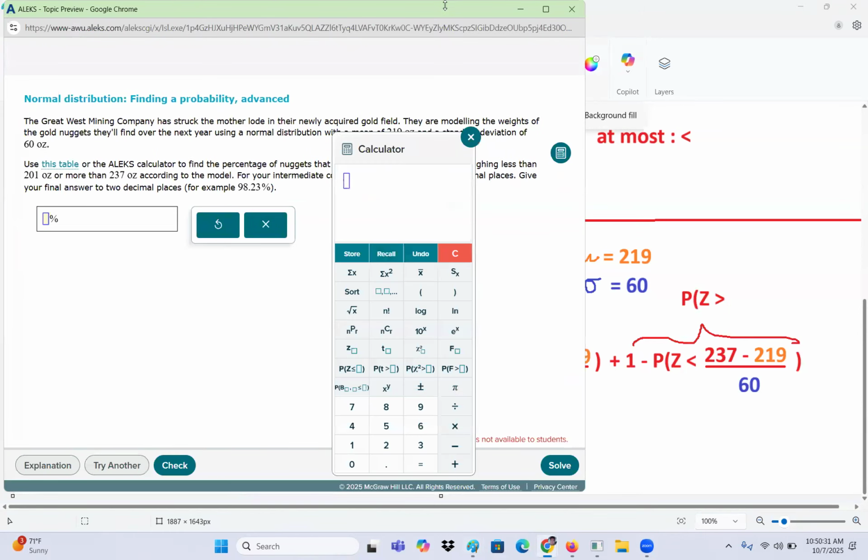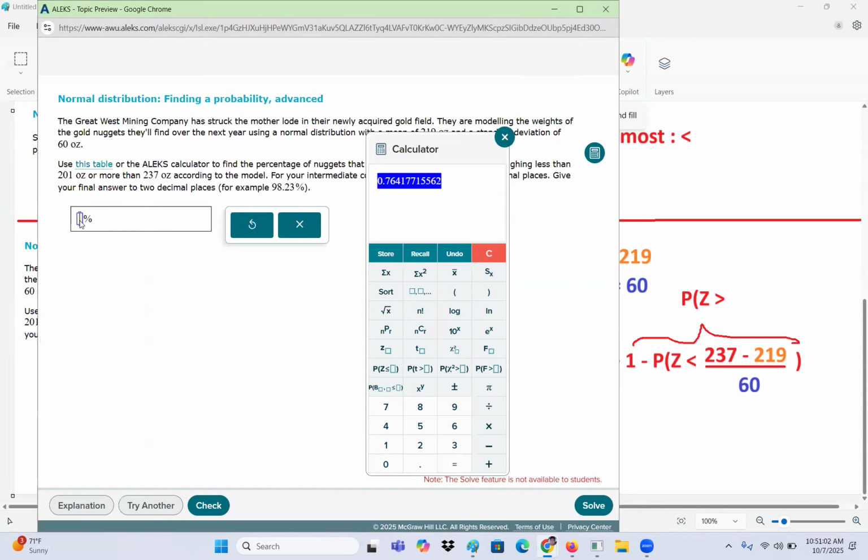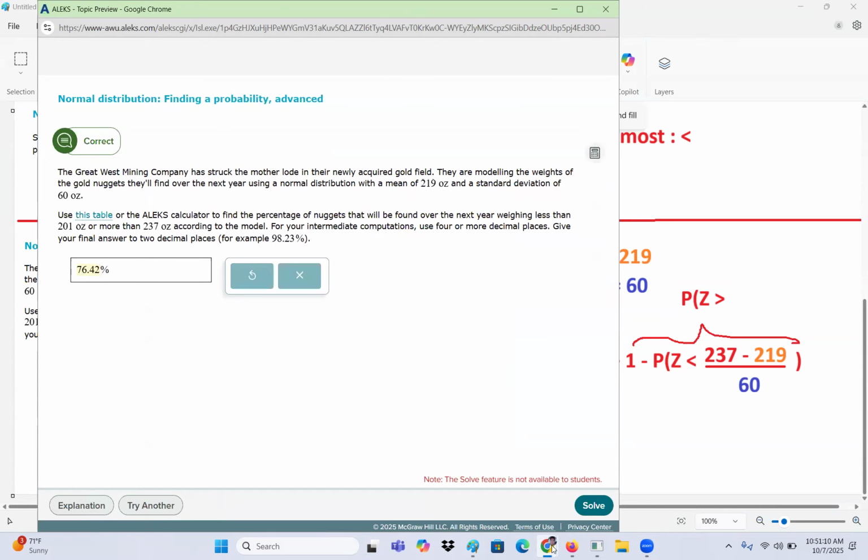I'm going to take the P of Z less than (201 minus 219) over 60, plus 1 minus P of Z less than (237 minus 219) over 60 as well. All right, let's see, we get 0.764, right? Which is 76.42%. This should be good.